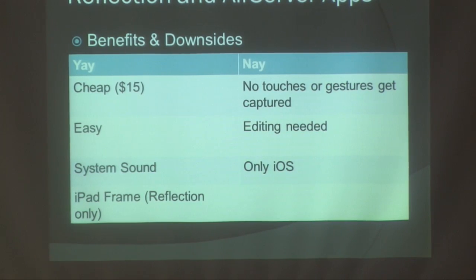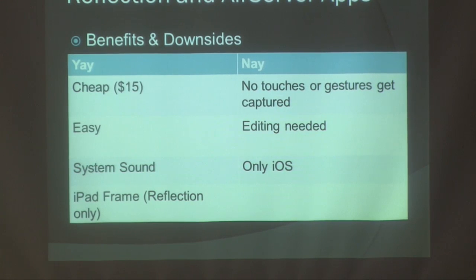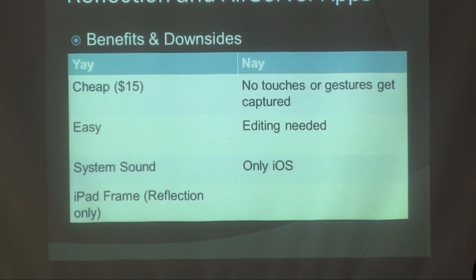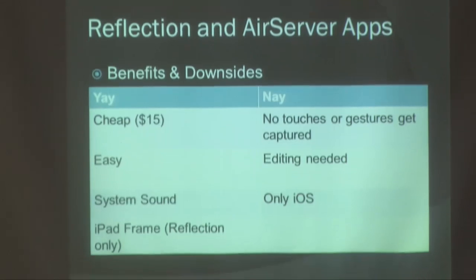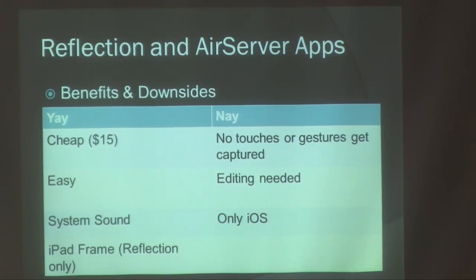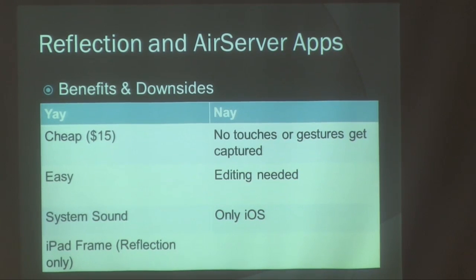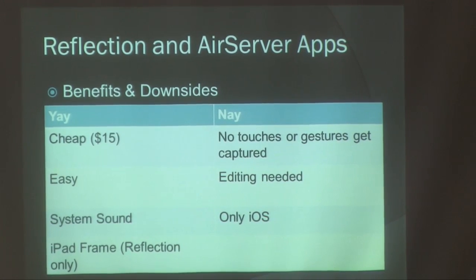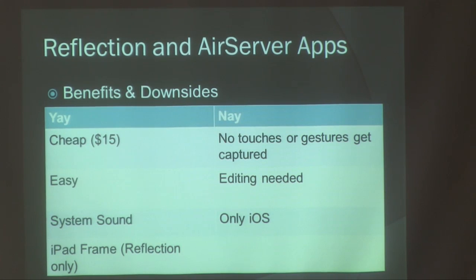But considering that it's only $15, that's great, because the alternative is a video capture box which takes an HDMI input, and those cost $500, $600, $700, and the quality is not any better. The apps do transmit the system sound, so if you want to have that Angry Birds song as you're showing the app, you can have that. Reflection creates the iPad frame I just showed you automatically, and I think you can even choose if you want the white one or the black one.